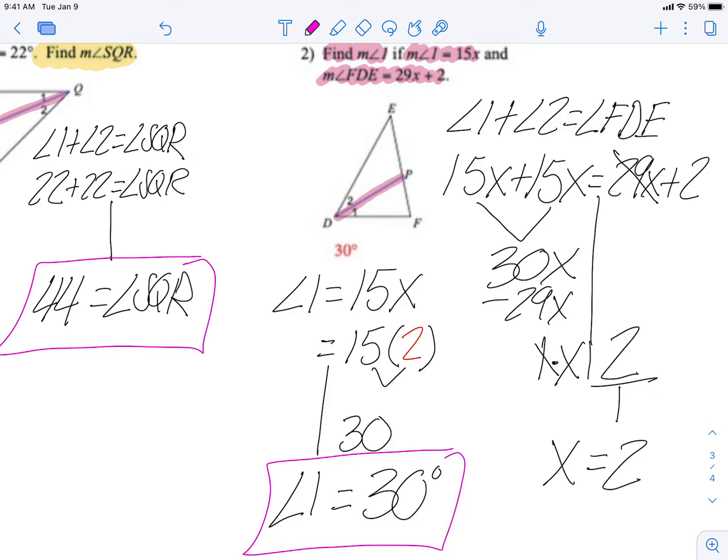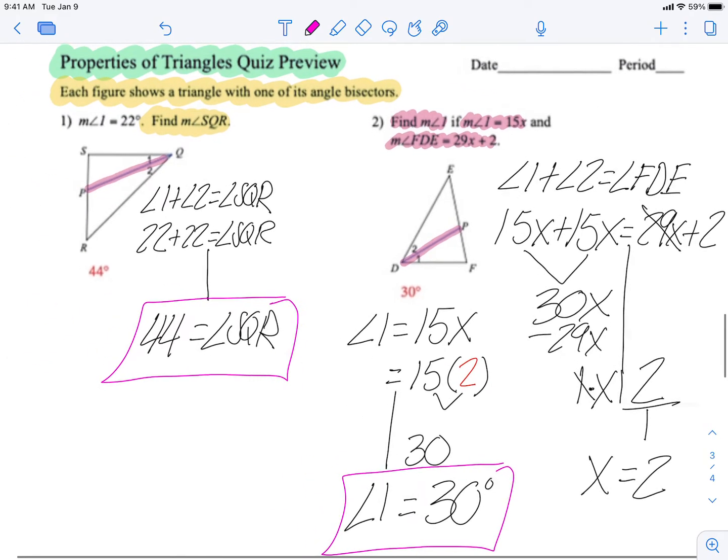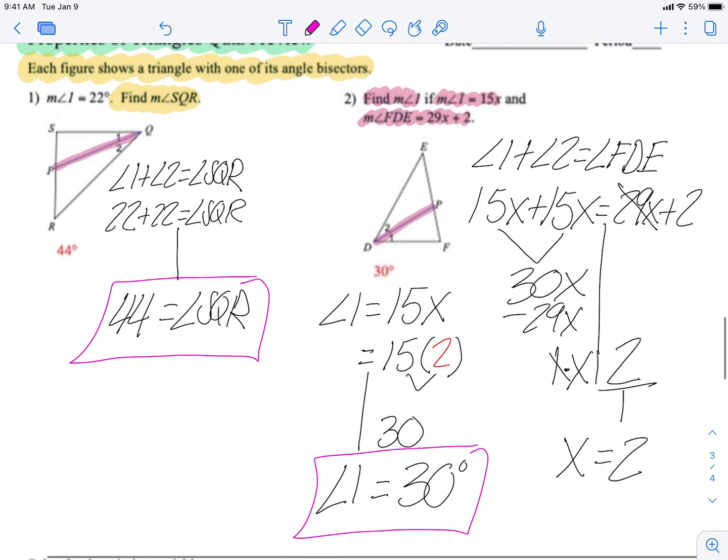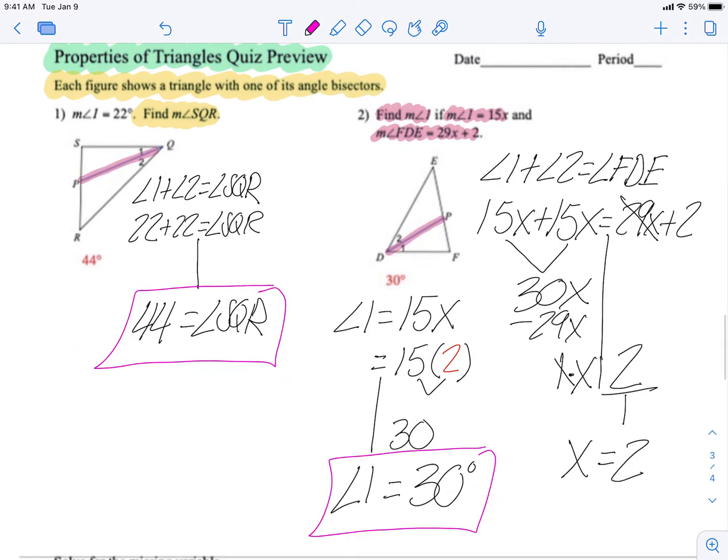So there's going to be 1 or 2 questions like this, like one of these two on the quiz. Right? Angle 1 plus angle 2 is equal to the big angle.